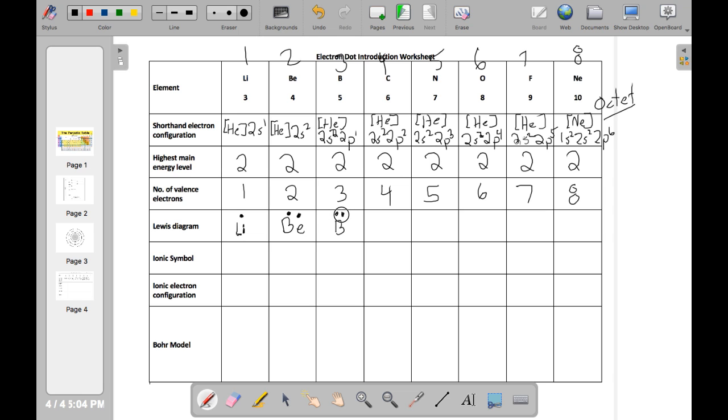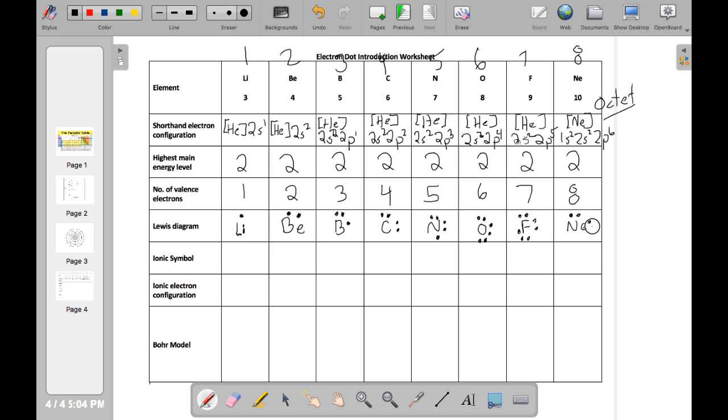Boron, 1, 2, 3. Carbon, 1, 2, 3, 4. And you don't really have to put these in any specific place around here. I'm just going to the right. Nitrogen, 1, 2, 3, 4, 5. Oxygen, 1, 2, 3, 4, 5, 6. Fluorine, 1, 2, 3, 4, 5, 6, 7. And of course neon has the full octet.